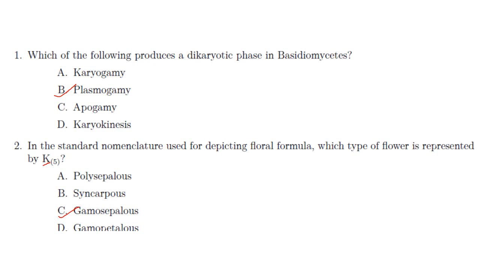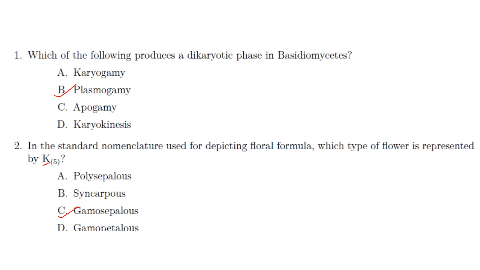In the next one, in the standard nomenclature used for depicting floral formula, which type of flower is represented by K, in brackets 5? K represents calyx. The subunits of calyx are the sepals. So wherever they have written gamopetalous and syncarpous, syncarpous is for gynoecium. Carpels are units of gynoecium. So syncarpous is also not correct. Gamopetalous, petalous is for corolla. Petal is the subunit of corolla. So that also can be struck out. So the remaining are polysepalous and gamosepalous.